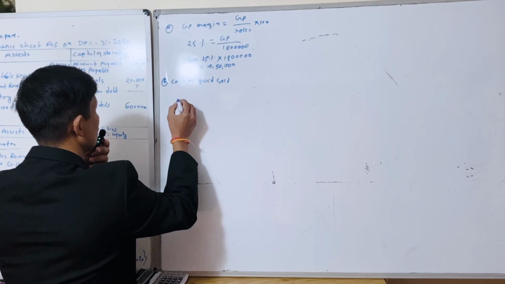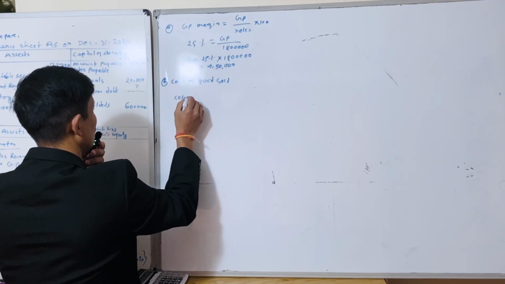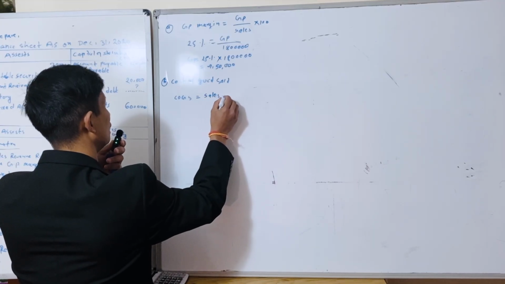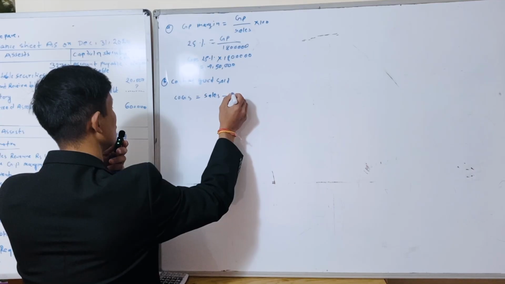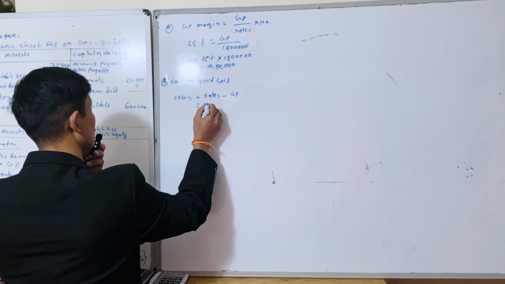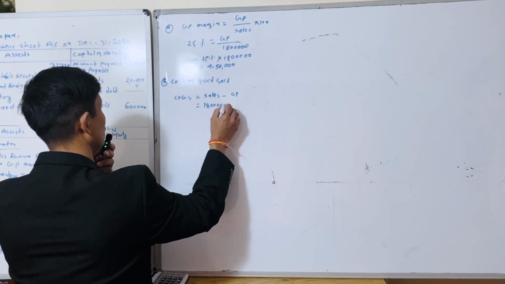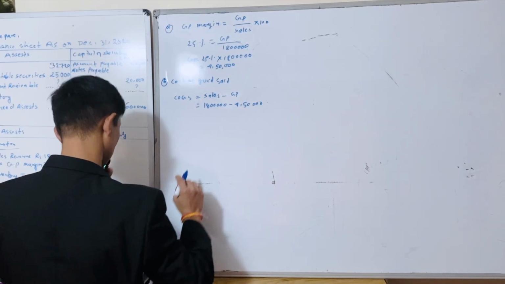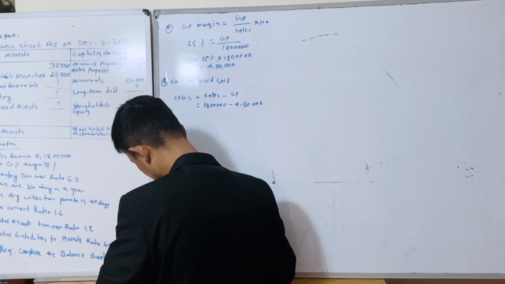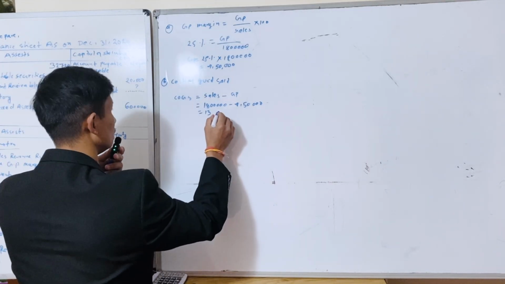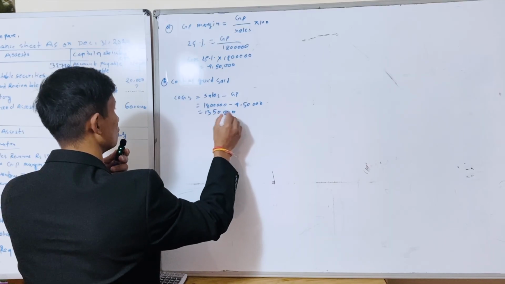What's the formula for this? COGS is equal to sales minus gross profit. Then we get COGS. Sales is 18 lakh. Then gross profit is 4 lakh 50,000. Then we get 18 lakh minus 4 lakh 50. We get 13 lakh 50,000 as a cost of goods sold.